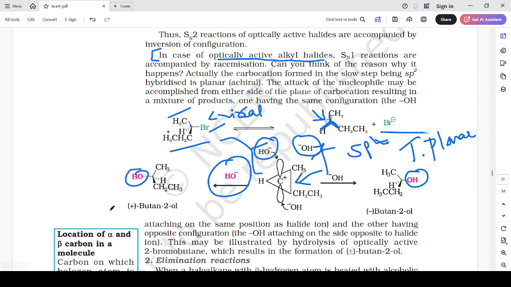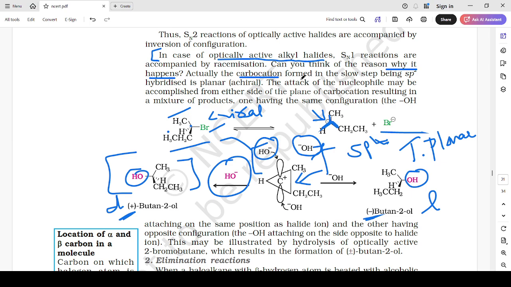Now when you look at it through a polarimeter, one of the products is positive. That means it is rotating plane polarized light in the right hand direction, D form. The other one is rotating plane polarized light in the left hand direction, negative, L form. Dextro-rotatory, levo-rotatory forms. Understood till this? Yes, ma'am. Right. So can you think of the reason why it happens?